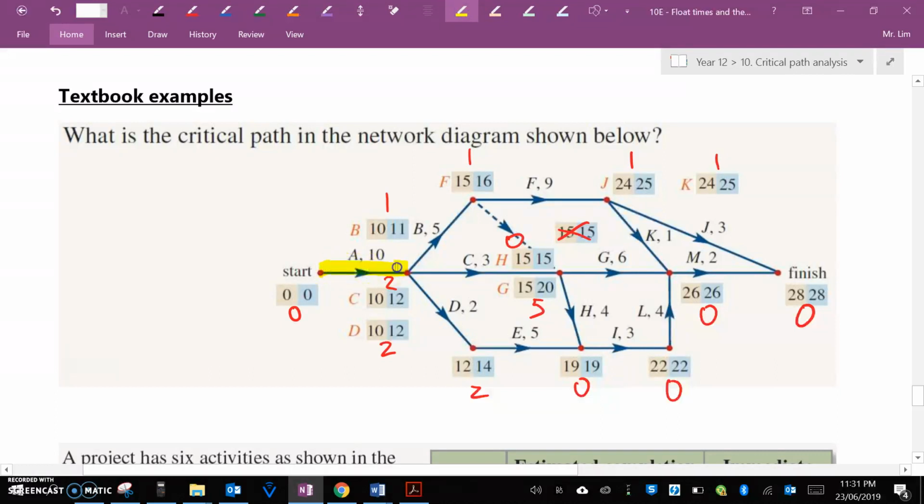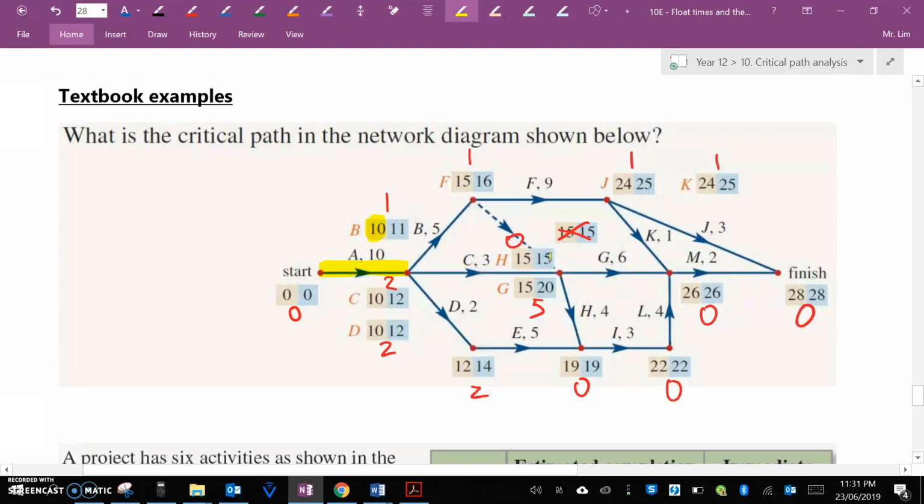We have to do activity A. Okay. And here we can see we've got a 15, 15. Okay. But if I were to go through C, if I were to take my earliest starting time and my duration, do I get the latest starting time for C? No, I don't. Okay, 10 plus 3 is 13, not 15. So I can't go through C.